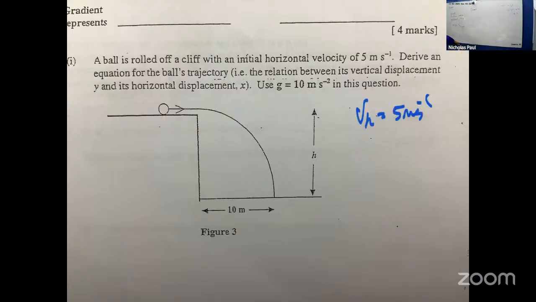So we have horizontal velocity is 5. Should be u, right? And not v. And what's the initial vertical velocity? 0, right? So write that uv is 0. Nice. They give you a horizontal displacement of 10.